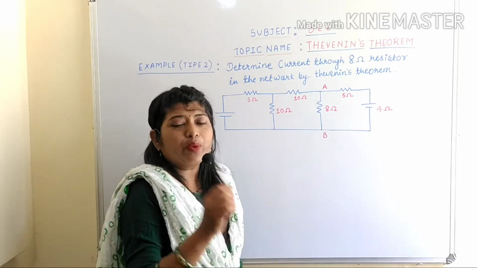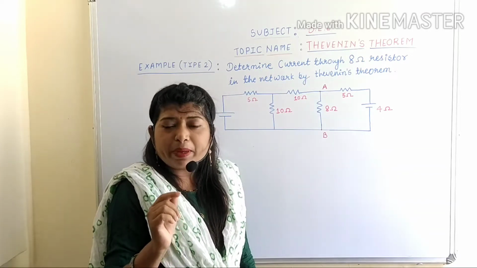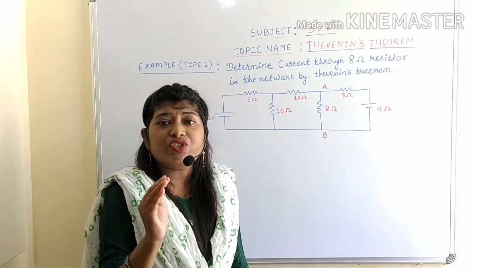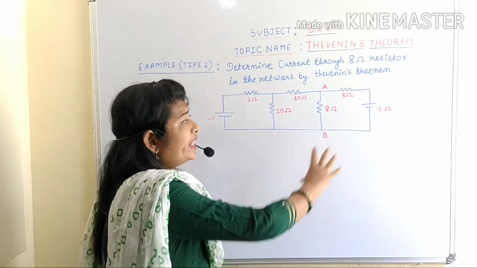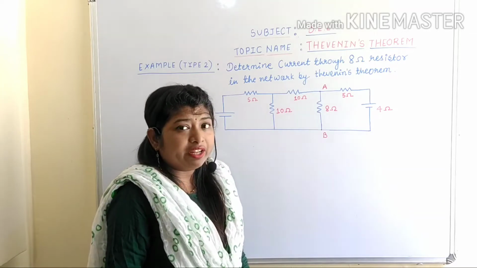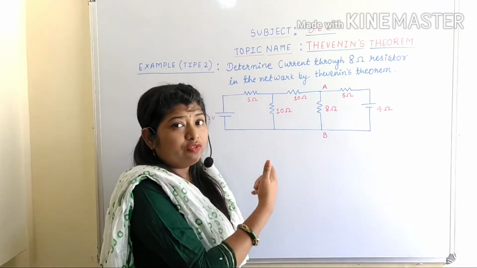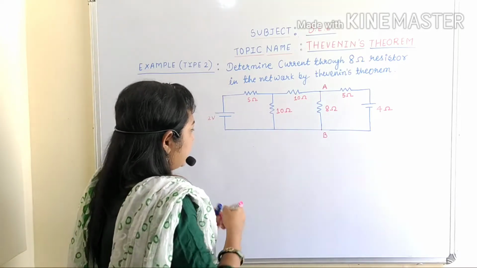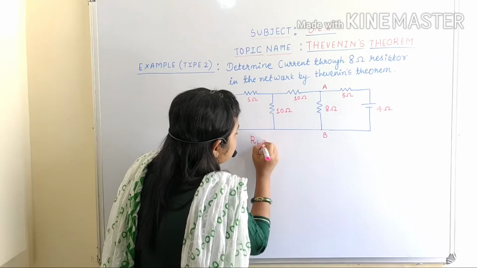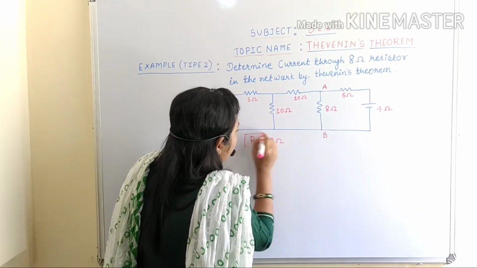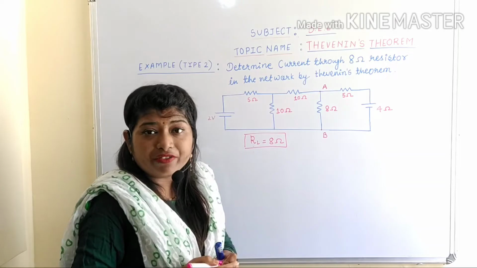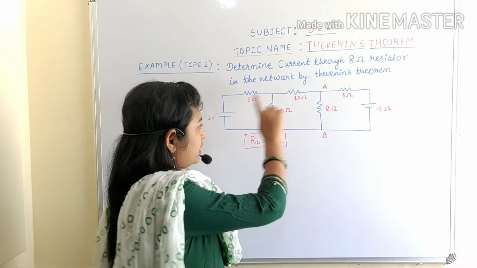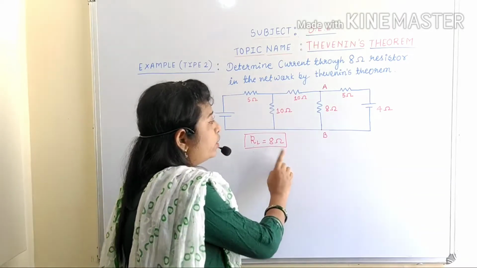Okay, so let's begin with step number 1. What is basically step number 1? You need to identify the load resistance or branch resistance in the circuit. How are you going to identify it? It is the resistance through which you need to find the current. That resistance is RL. So in this case the load resistance RL is equal to 8 ohm. I hope you have understood how to identify the load resistor through which you have to calculate the current.